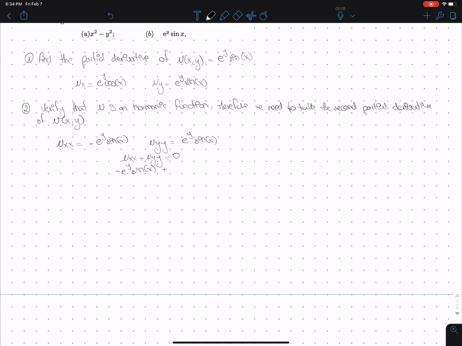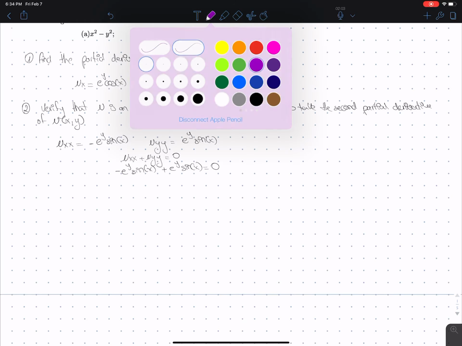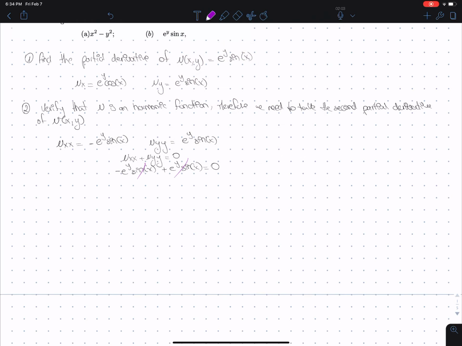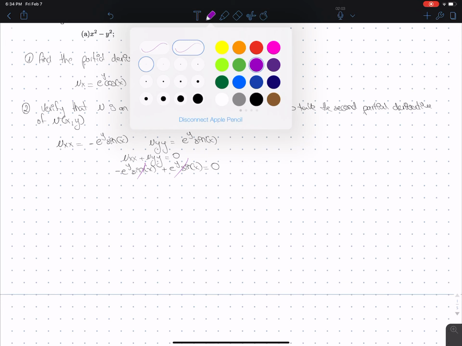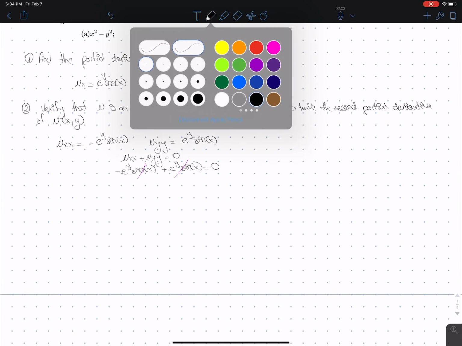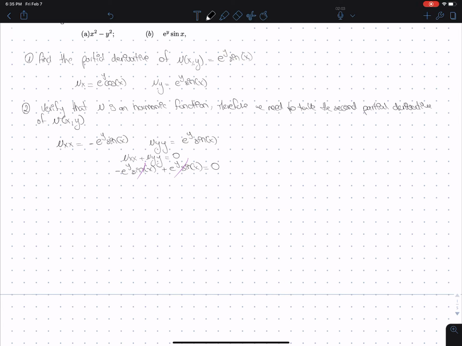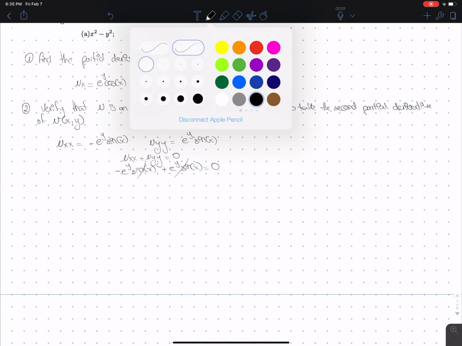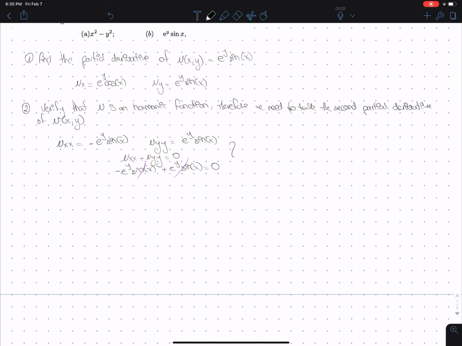Okay, that was a mistake. So therefore, if we add negative e to the y sine of x plus e to the y sine of x, the addition of those is going to be equal to 0. As we can see, they are the same but with opposite sign, therefore they cancel each other. So as a result, yes, it is a harmonic function.